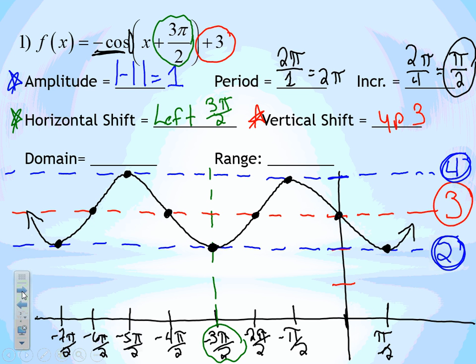Now the only thing left for us to do is determine our domain and range. Well, our domain is going to be always all real numbers. Our range is determined by our amplitude, so 4 and 2. So y has to be greater than or equal to 2, and y has to be less than or equal to 4. If you want to write it like that, or if you prefer to write it like this, you may. 2, 4.